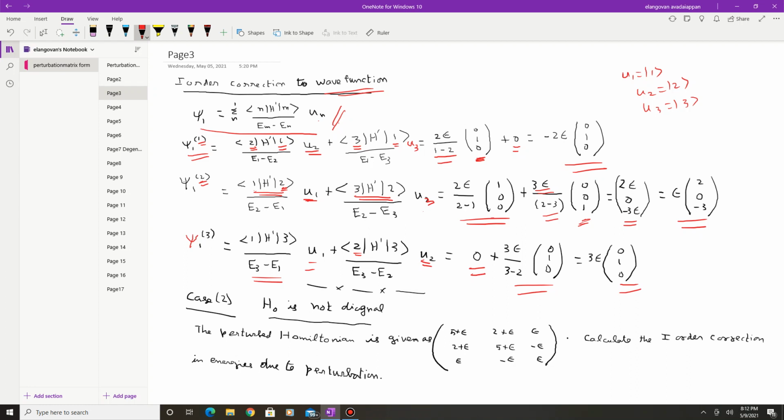That was when the unperturbed Hamiltonian H0 is diagonal. Suppose the next problem is one in which H0 is not diagonal. So here the perturbed Hamiltonian is given. Calculate the first order correction energy due to perturbation. So here this is your H, this is your Hamiltonian.